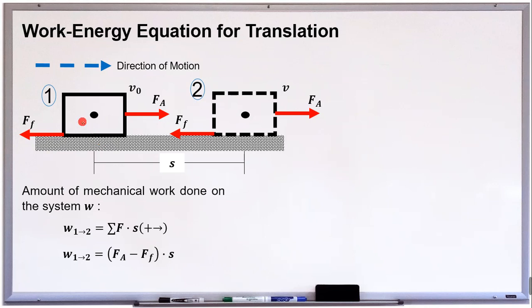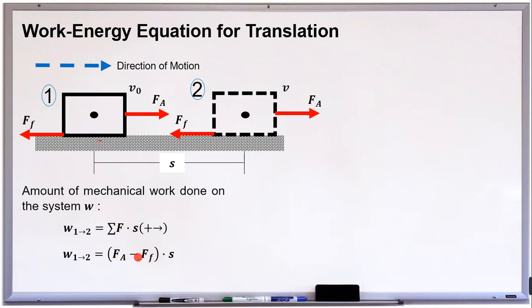By the way, we did not consider the work of the weight and the normal force. I did not consider the weight and the normal force right here, because these two are oriented perpendicular to the direction of our motion, so they do no work on our system. So we only have two forces right here, the applied force and the frictional force.